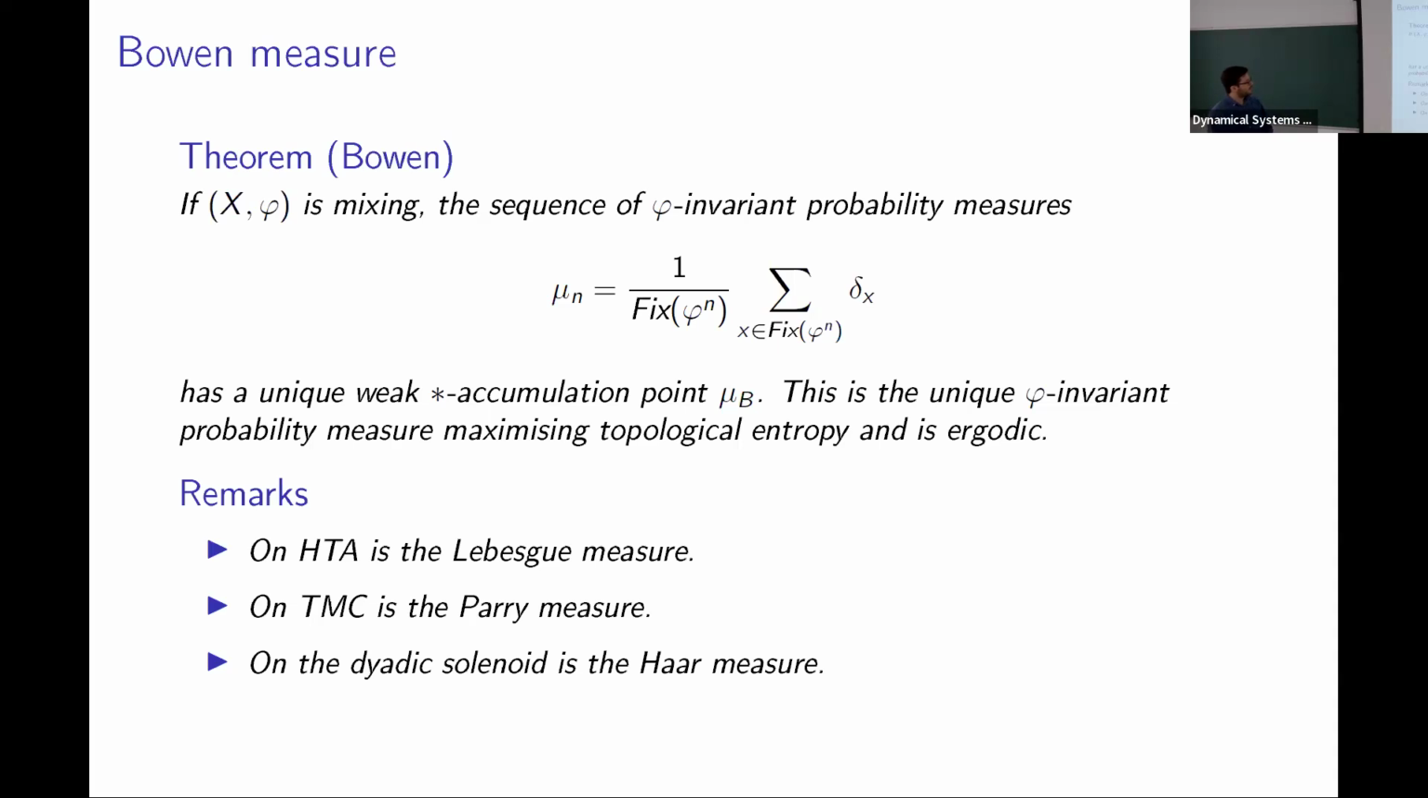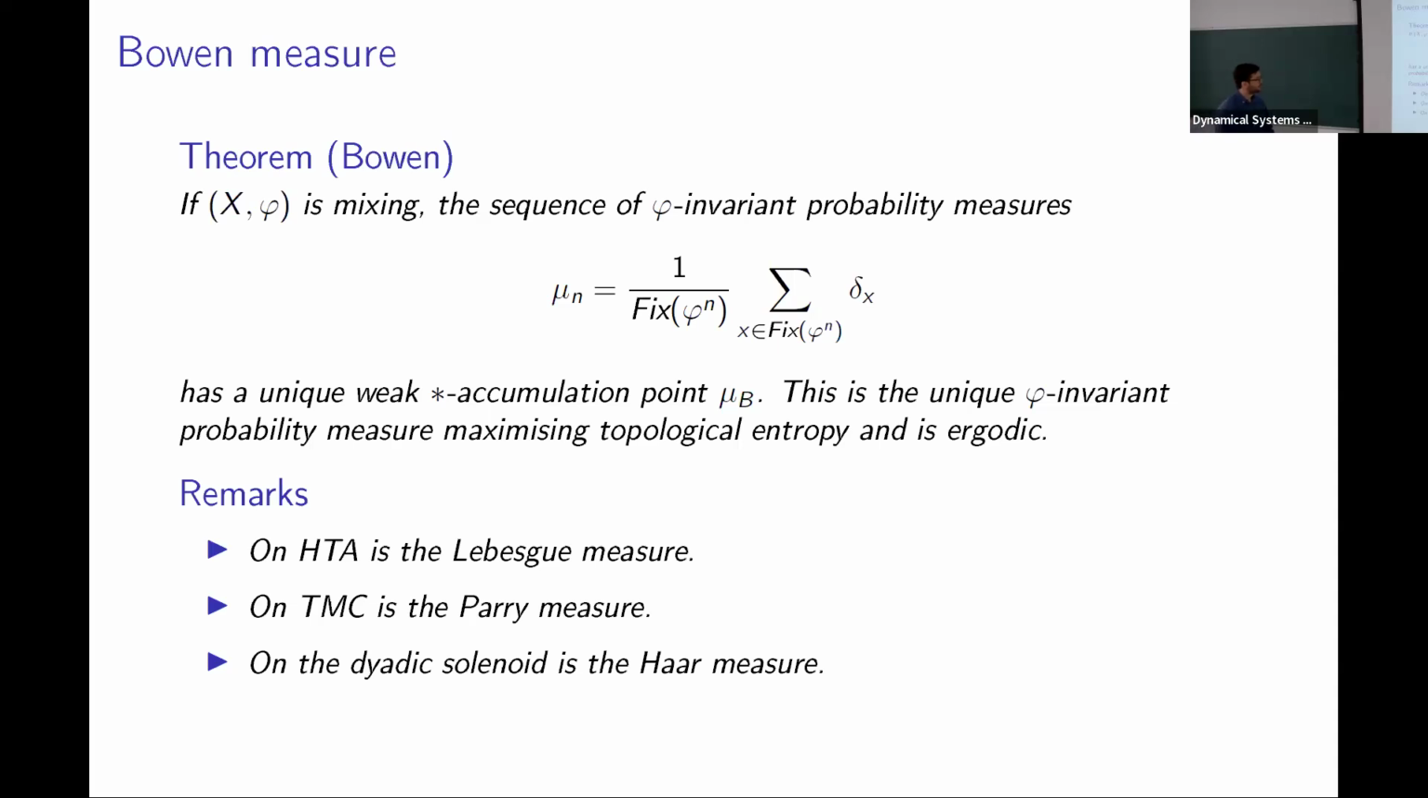And how do you define it? Well, these are the periodic points of period n. You know there are finitely many for each period. And therefore, you define this average. And you then know it has a unique weak star accumulation point. This is what we call the Bowen measure.